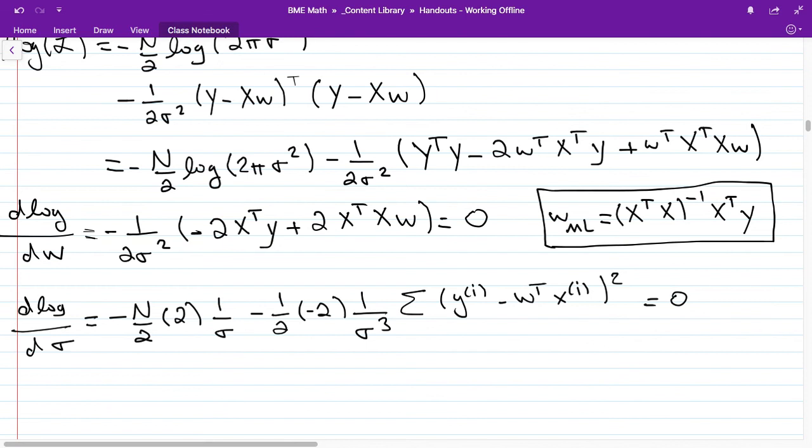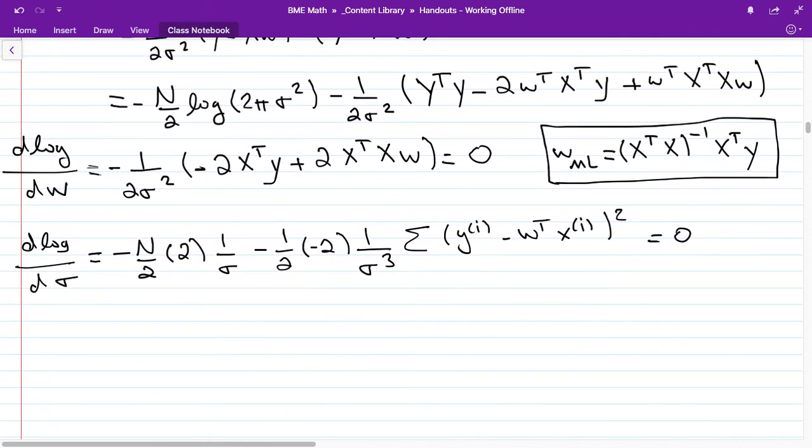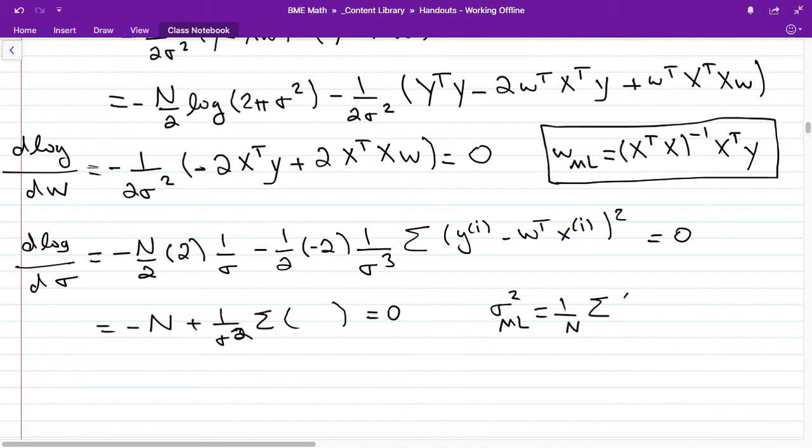Set this equal to 0. Solve for sigma, that I'm looking for. So that's minus n plus 1 over sigma squared times the sum is equal to 0. So my estimate of the variance, the maximum likelihood estimate, is 1 over n times the sum of my squared errors.